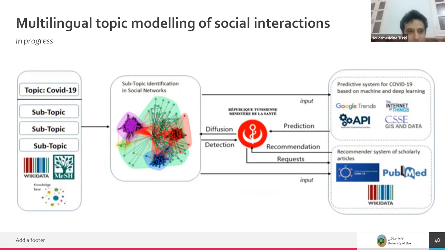Okay, so just to finish, I'm proposing some applications that can be built using COVID-19 knowledge graphs and particularly Wikidata. For example, the first one is the multilingual topic modeling of social interactions. Wikidata can be used to identify topics and to eliminate redundancy, et cetera, et cetera. And then we do the LDA process. And then we can use Wikidata once again to identify the scholarly publications that are dealing with the topics that are of interest to people at the moment. And this can generate a recommendation system of scholarly publications for health professionals and for the Ministry of Health.